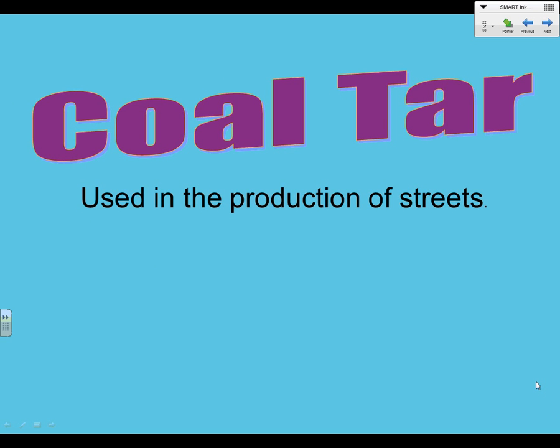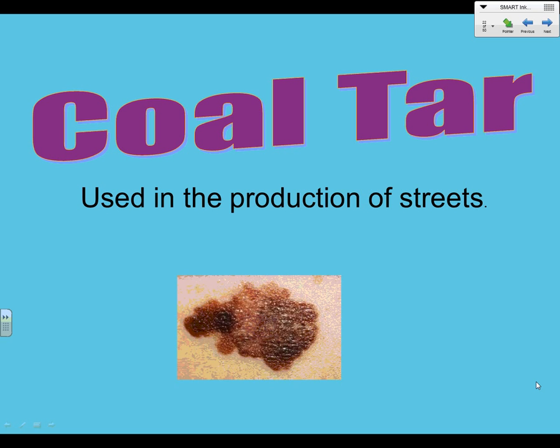Coal tar. This is used in the production of streets. So who do you think is exposed to this? Everybody. Everybody, but especially construction workers. They have more exposure. But when you're driving down the street and you're smelling all those fumes from them laying down coal tar, that's exposure as well. And it can cause skin cancer. It can cause cancer of the lungs and the mouth, your larynx, again, which is in your throat, your bladder, and your bone marrow.